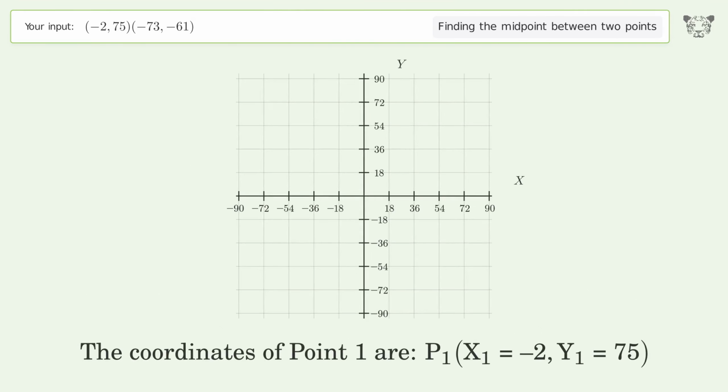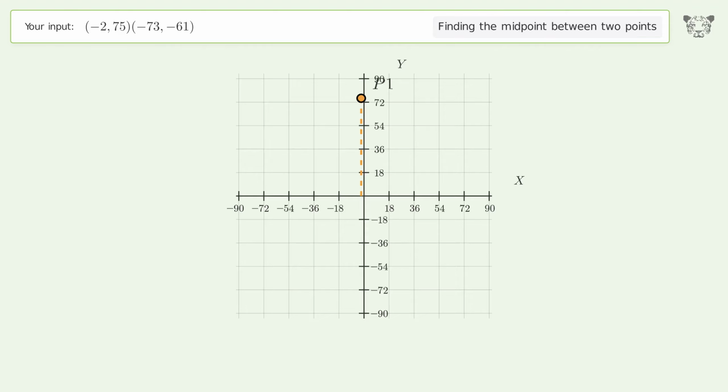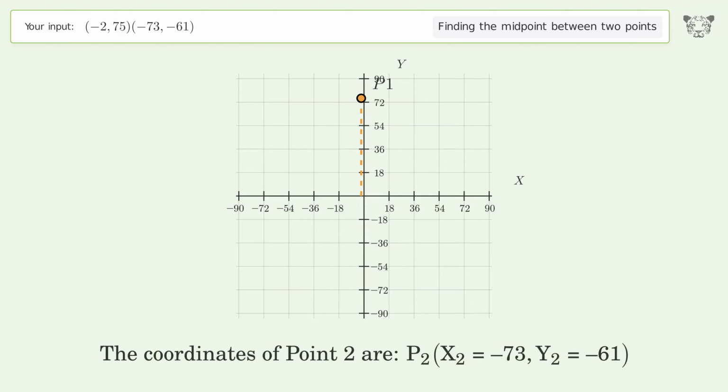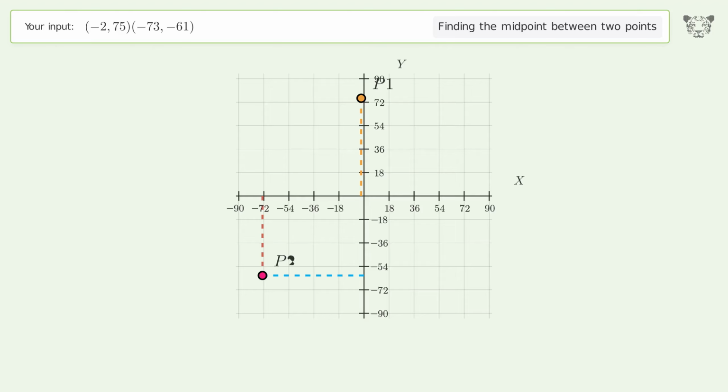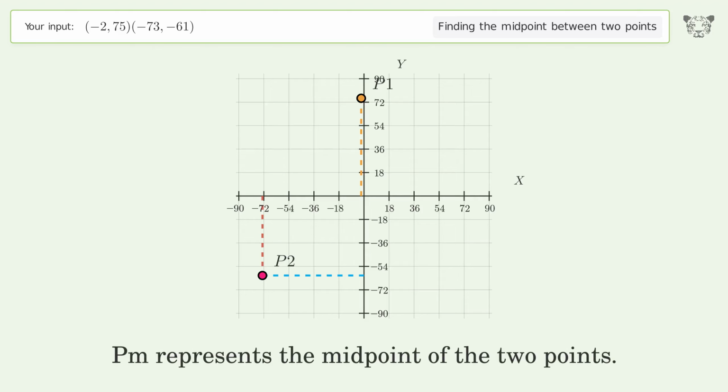The coordinates of point 1 are x1 equals -2, y1 equals 75. The coordinates of point 2 are x2 equals -73, y2 equals -61. PM represents the midpoint of the 2 points.